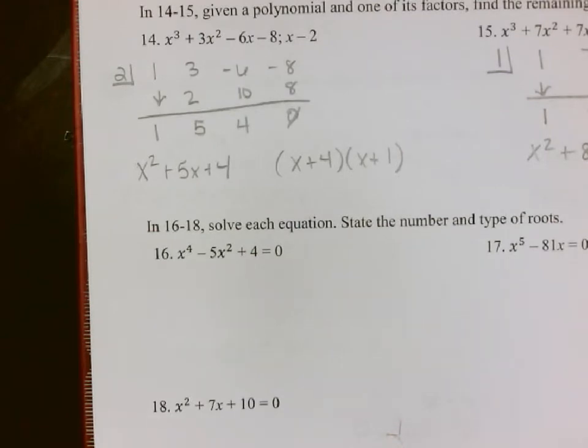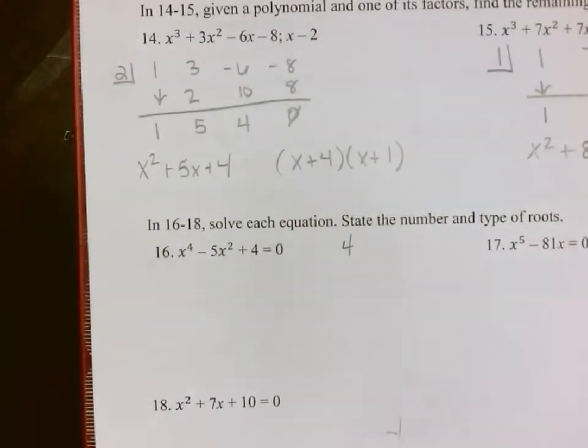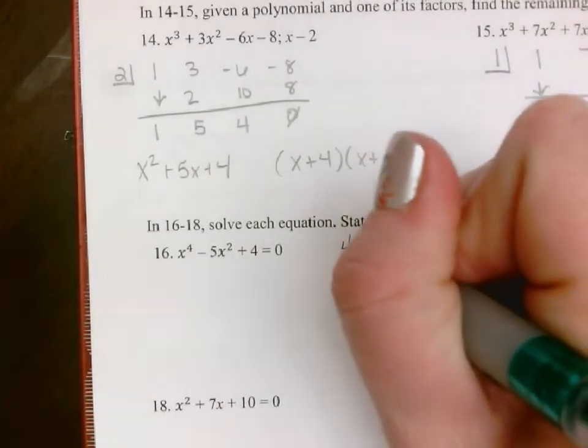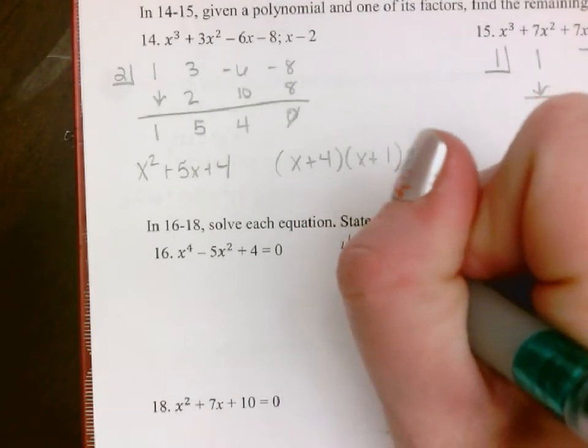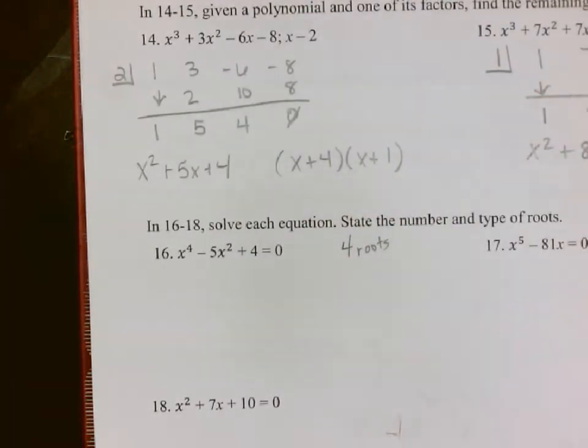State the number and type of roots. Based on this is after you solve. So solve each equation, then state the number of roots. So we know we're going to have 4 roots. Based on how you solve depends on exactly what you would get.